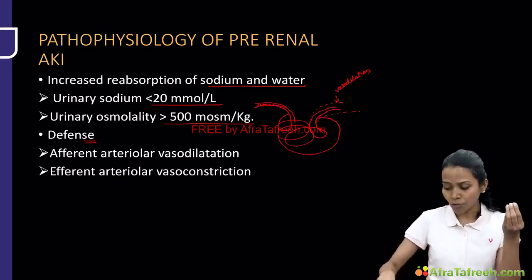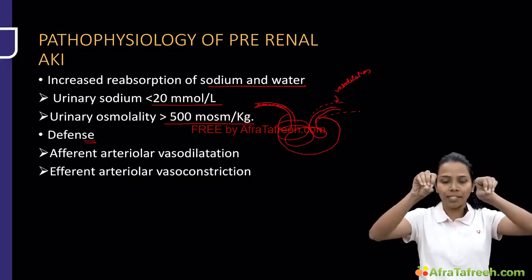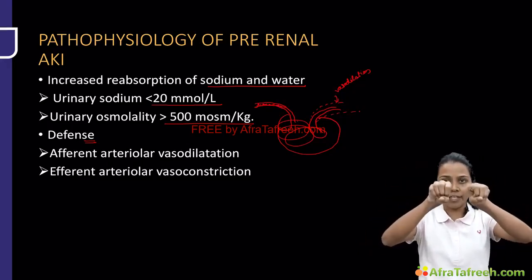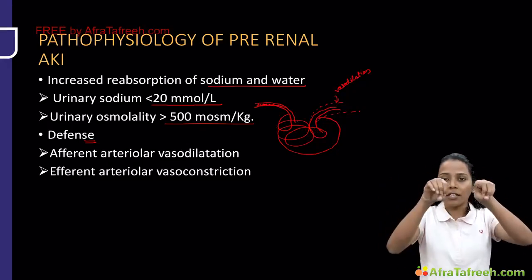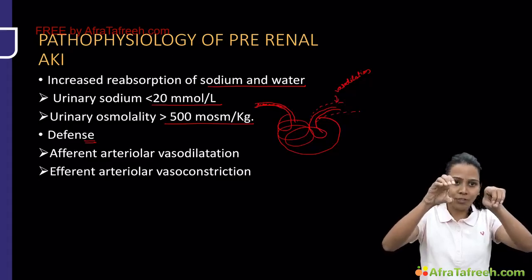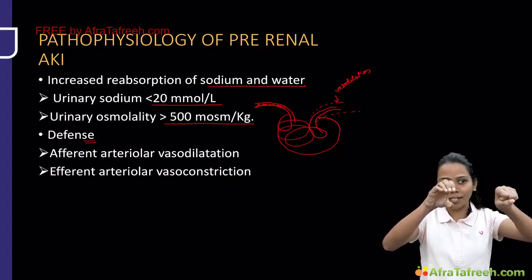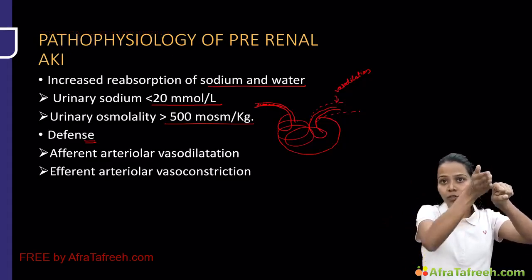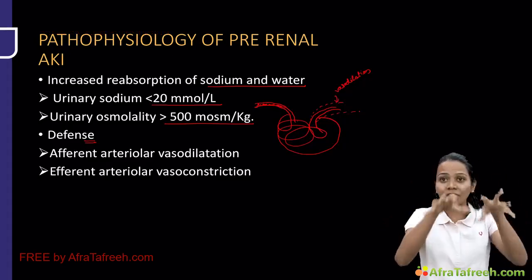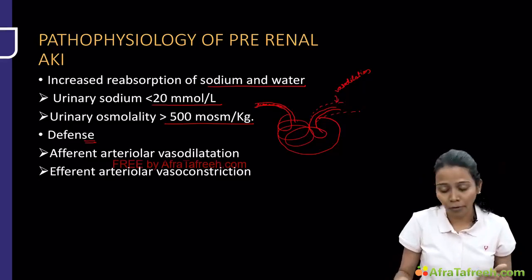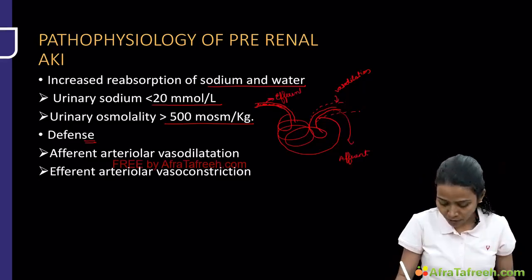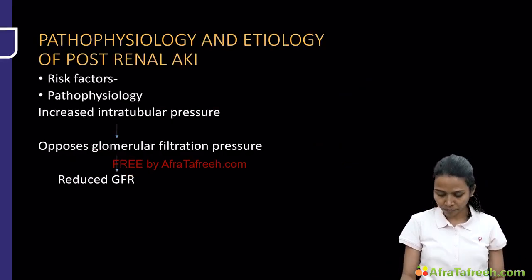It should vasoconstrict. So imagine two pipes like this through which the blood is flowing, right? Now you want more blood to stay. Imagine a cup here, okay? Now you want more blood to stay in this area. So what are you going to do? You're going to increase the size of this pipe and reduce the size of this pipe. So the blood is going to stay here for a long time so that filtration occurs. So this is the concept that is happening in the body. So efferent arteriolar vasoconstriction happens, okay?